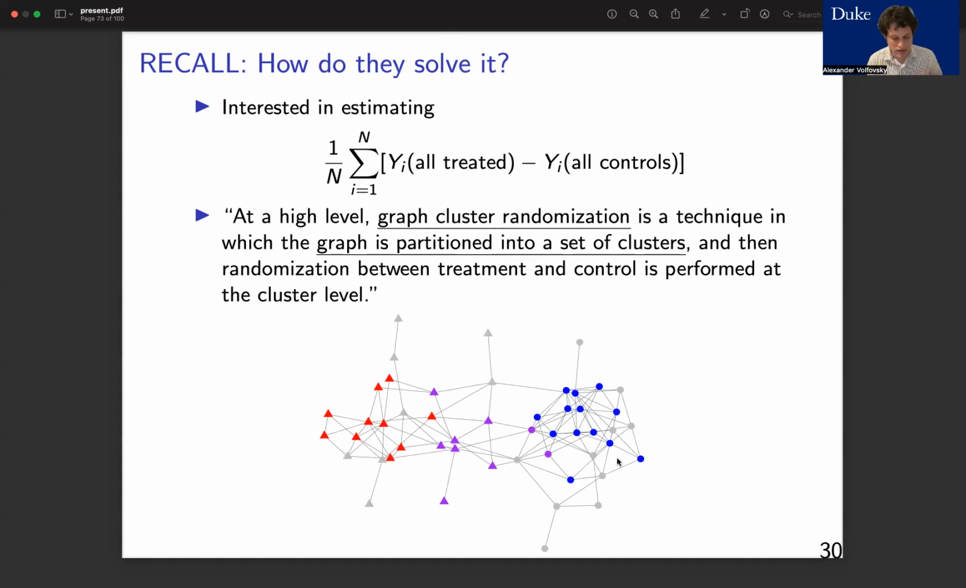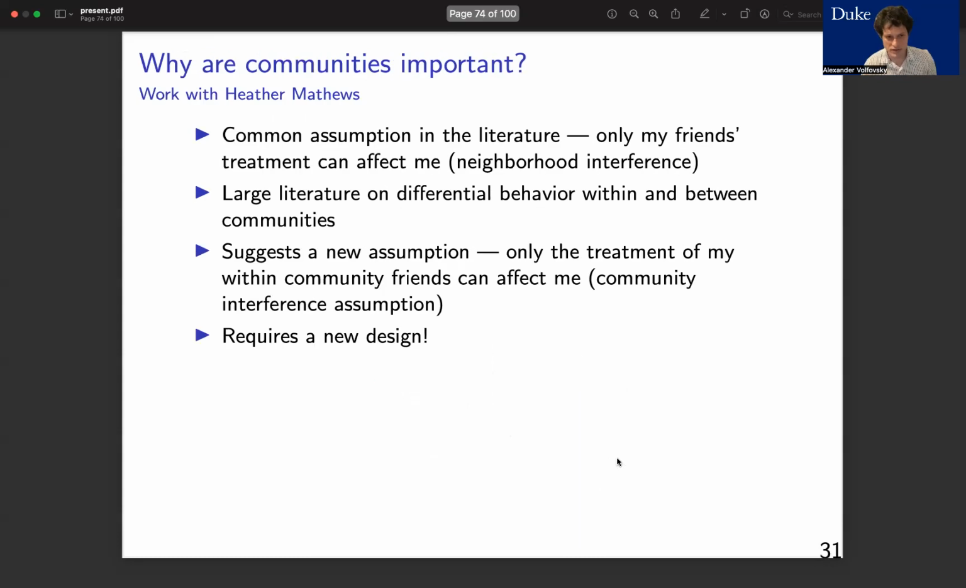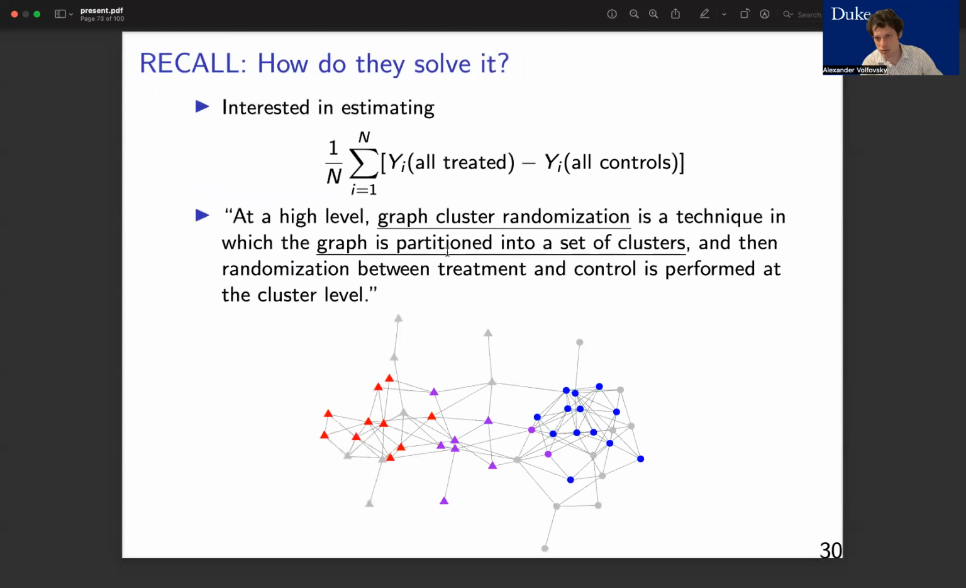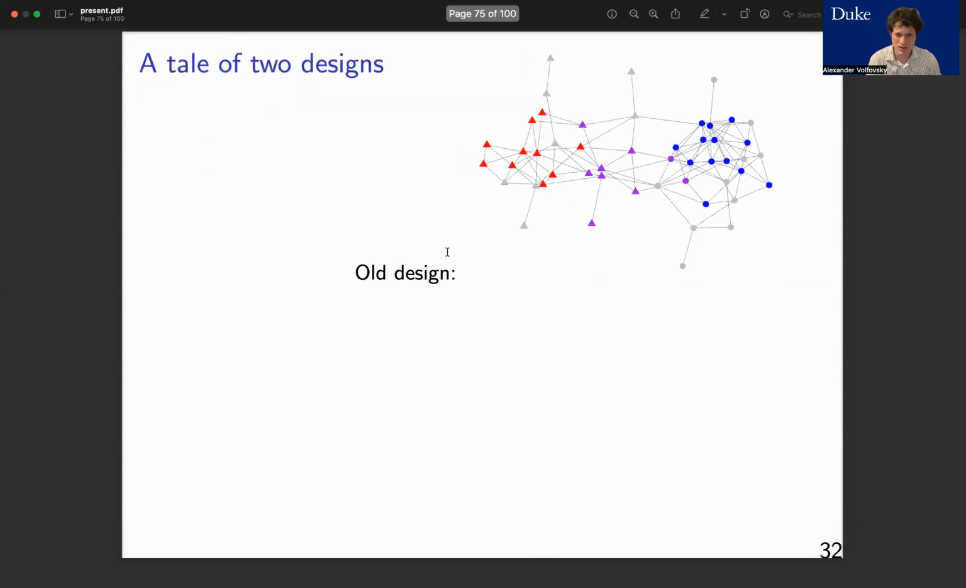But what if community structure is somehow informative? There's definitely a large literature on differential behavior within and between communities. And so this suggests a novel assumption on interference, which we call the community interference assumption, that says that only the treatment of my within-community friends can affect me. In turn, this suggests that we need a new design, because we really don't like this purple one, right? So how do you do this?